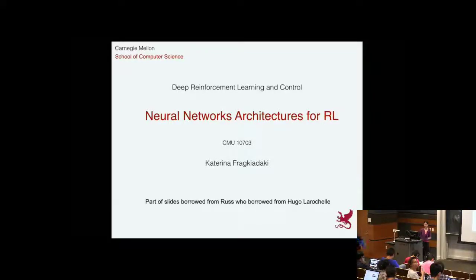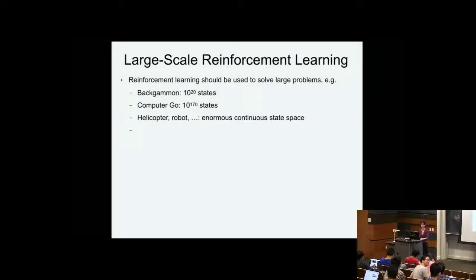So why do we need to bother about neural networks in the first place? So far, we'll be discussing tabular methods. Tabular methods represent each state as a separate row on a table. What is the problem? The problem is that there are too many states. Go has 10 to the 170 for big boards. Backgammon has 10 to the 20. The real world has a huge, enormous continuous state space.